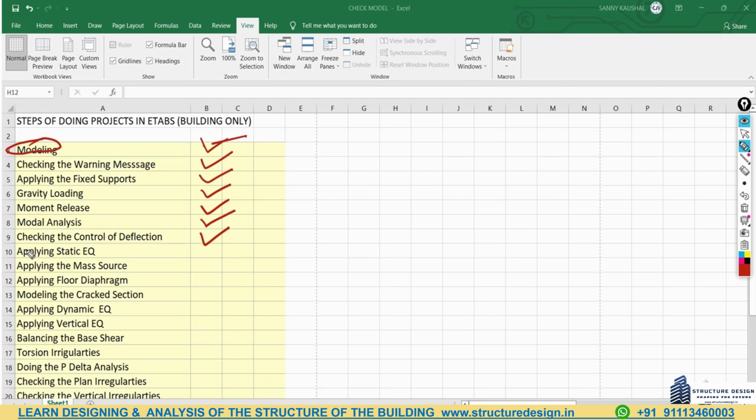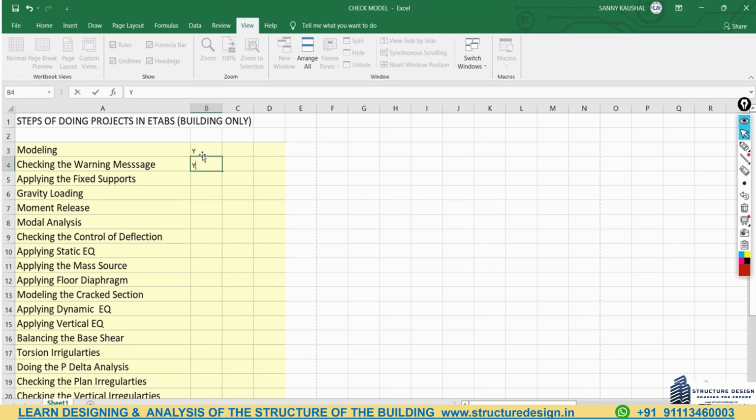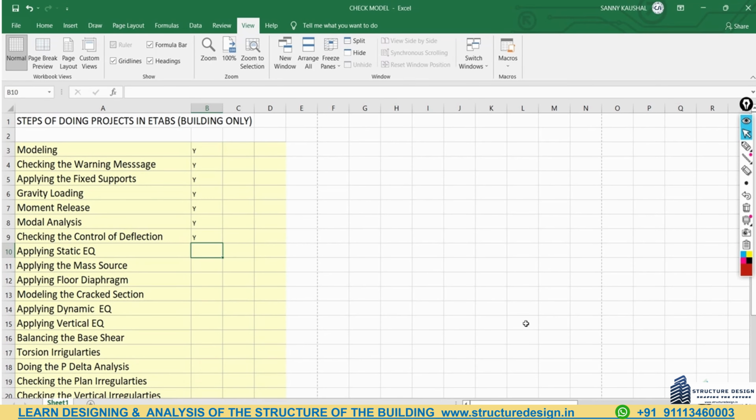The 10th step is applying the earthquake, and we need to see how we can design our building with the earthquake analysis. What steps have you completed now? You can write here that these are the steps. You can write Y for yes, we have completed this. So we have completed these many steps, and the step that needs to be completed is applying the earthquake force, and that also the static one. I will share this sheet in the download option.